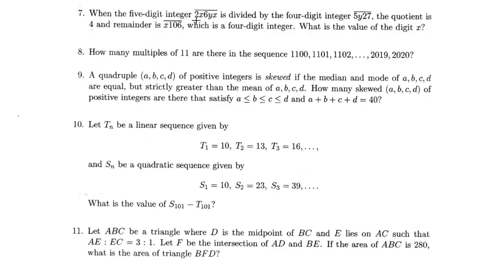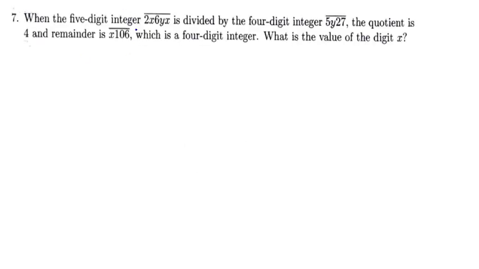When the 5-digit integer 2x65x is divided by the 4-digit integer 5y227, the quotient is 4 and the remainder is x106, which is a 4-digit integer. What is the value of the digit x? Let's write when we divide, it will be 2x.